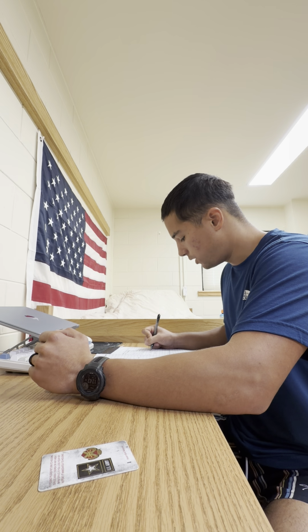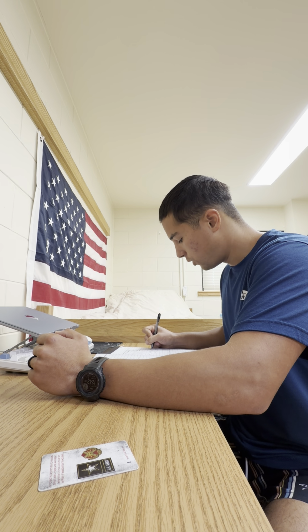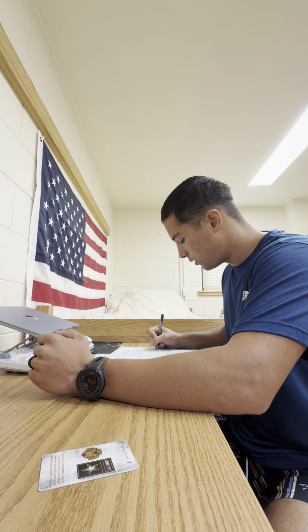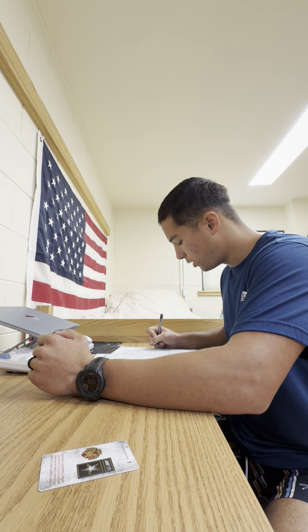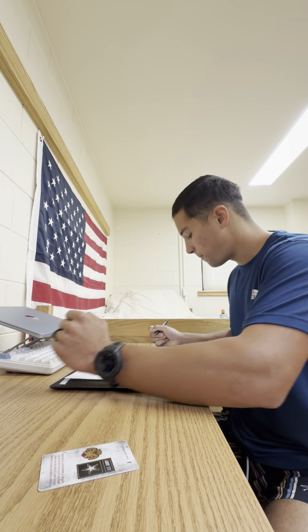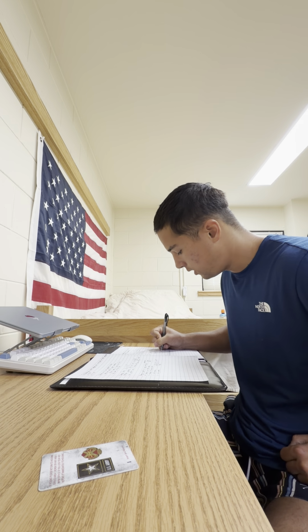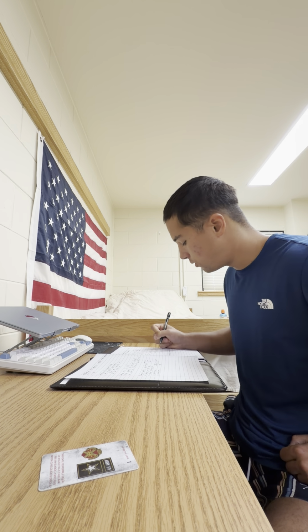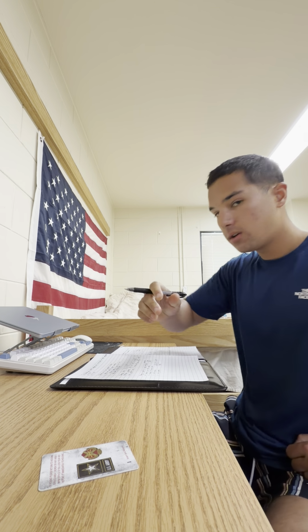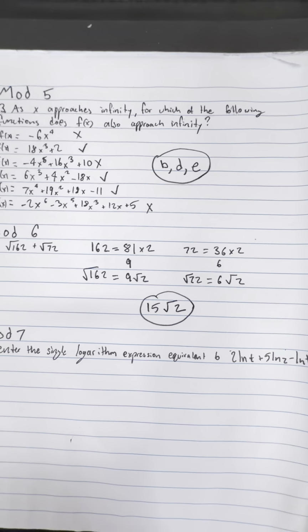Now, for 72 is equal to 36 times 2. Square root of that is 6. So this is going to be square root of 72 equals 6 square root 2. Now we want to combine like terms. So 9 plus 6 is going to be 15 square root 2. And that's going to be our answer for mod 6, question 6.